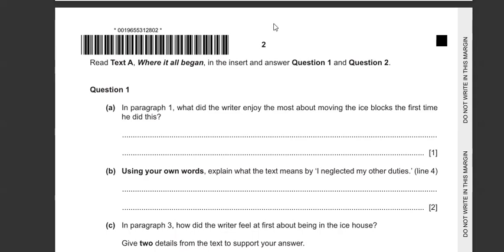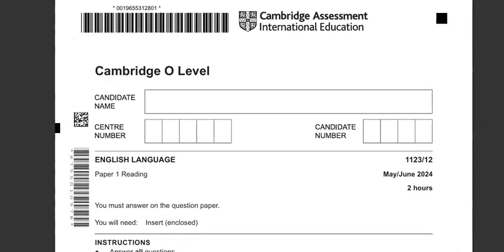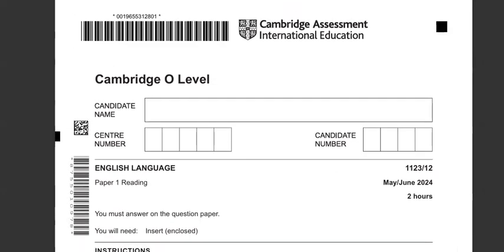This barcode is basically for scanning purposes. As a checker, we do not receive your answer script in the form of a hard copy. We receive it as a soft copy. The procedure followed by Cambridge is that before handing over the soft copies of your answer scripts to the checker, Cambridge omits the first page where your name, your center number, and your candidate number are mentioned.